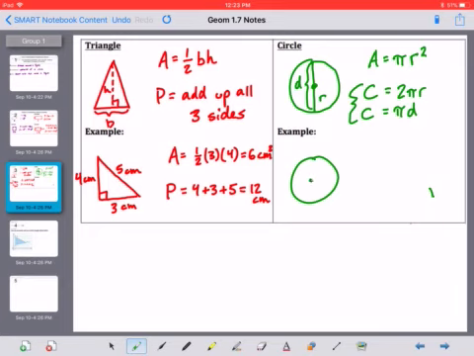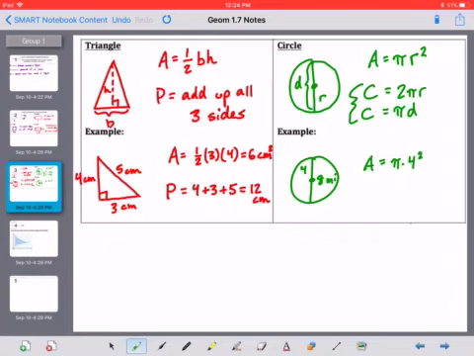So let's look at an example. I have a circle and they tell me the diameter here is 8 miles. All right, let's find the area first. So if the diameter is 8, that tells me the radius is 4 miles. So when I use this area formula, I have to do pi times 4 squared, or pi times 16.